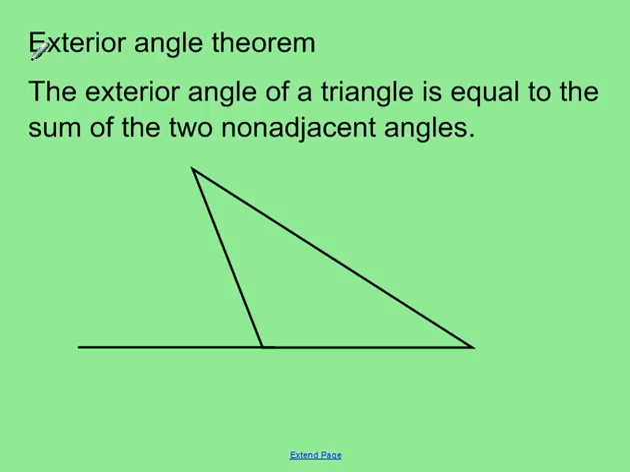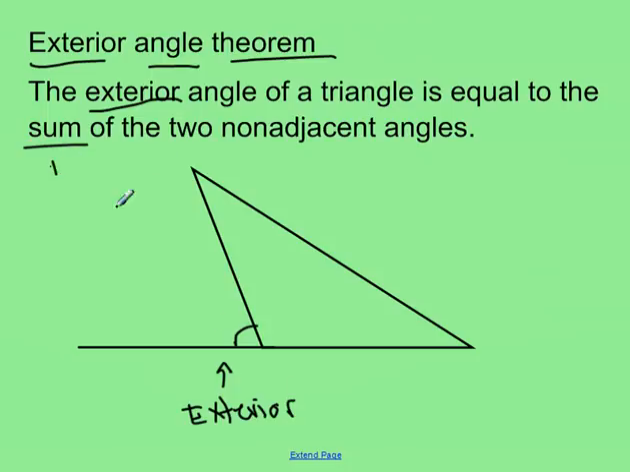Next we have the exterior angle theorem. The exterior angle of a triangle is equal to the sum of the two non-adjacent angles. Okay, let's break this down a little bit. Exterior angle is on the outside of the angle. So that is an exterior angle. Sum, we know that's addition. And now here, the two non-adjacent angles.